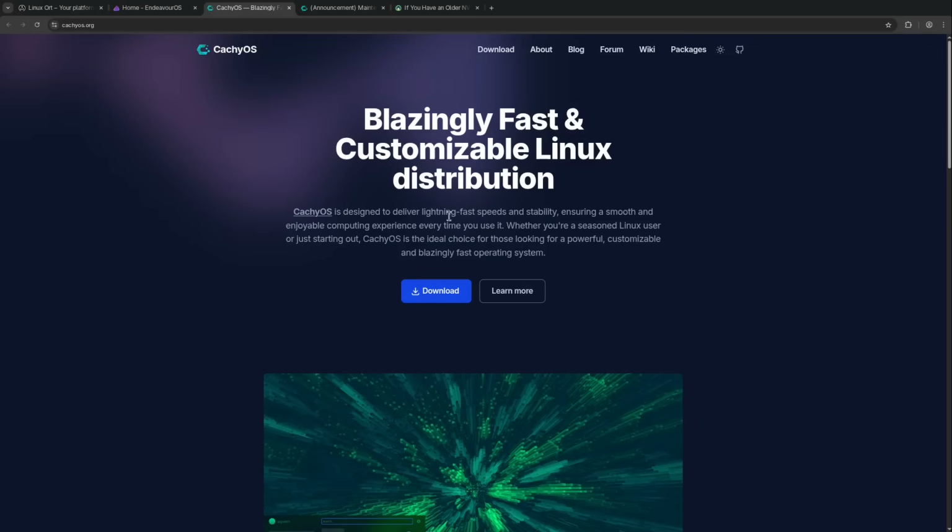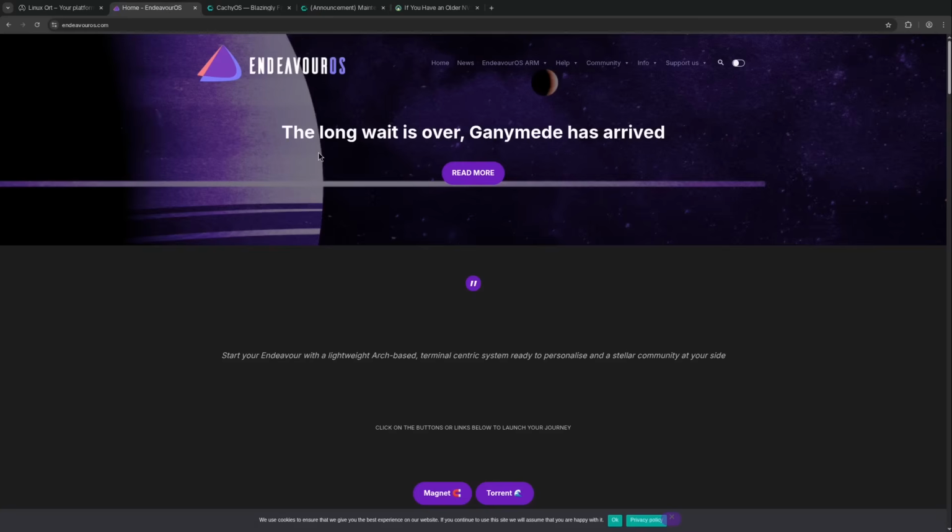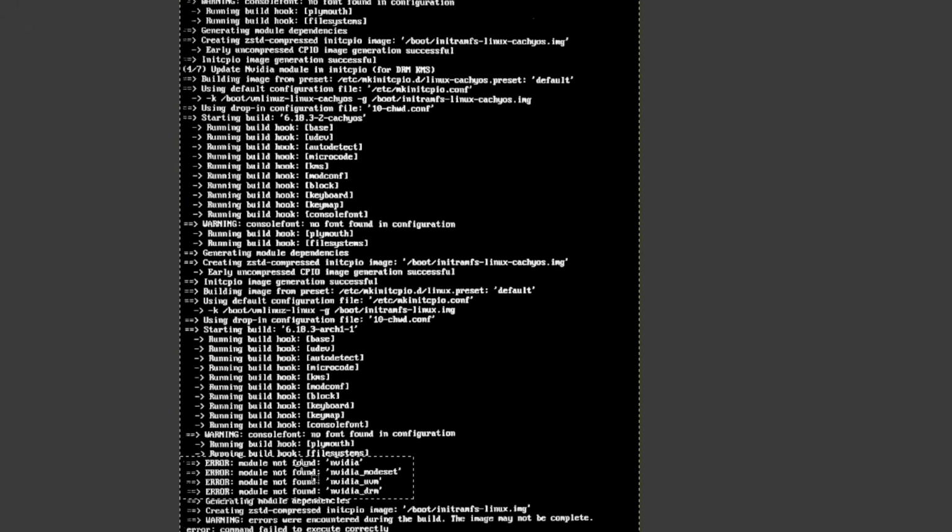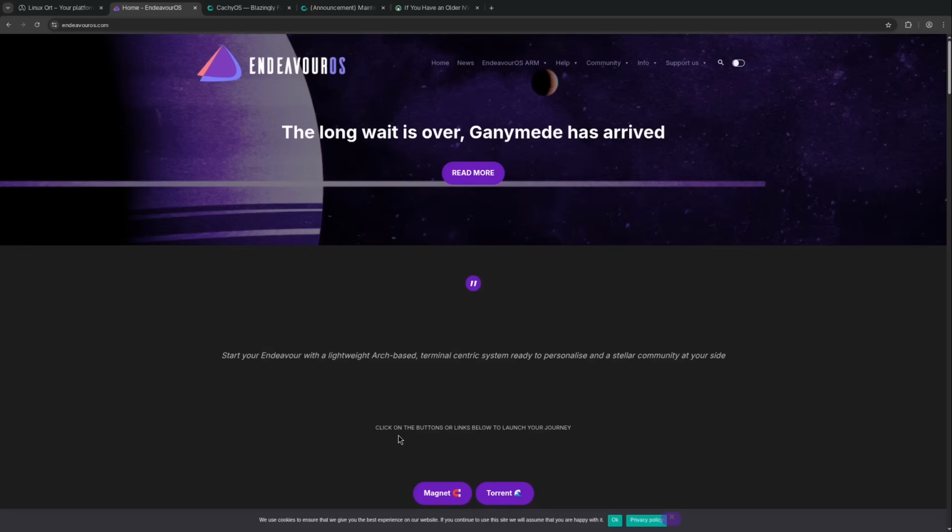So in the end, I'm happy with EndeavourOS for now. I'll see how it holds up over the next 6 months. If you have an idea of why I kept getting that module not found NVIDIA error, as we see it here, let me know in the comments. I still have the CachyOS partition saved and might try to fix it in a future video, just out of curiosity.